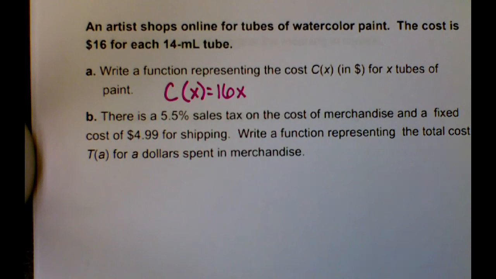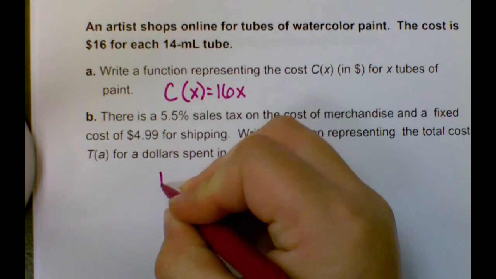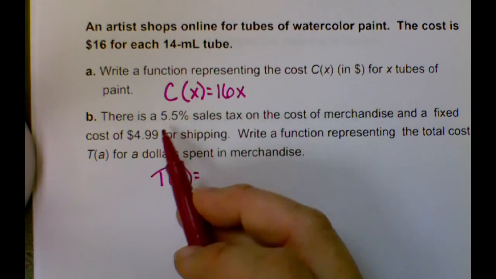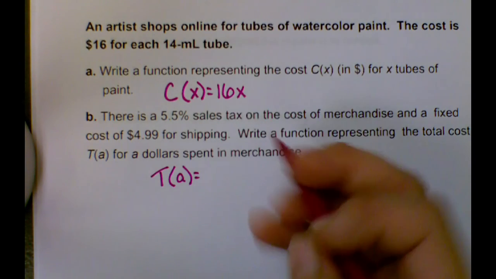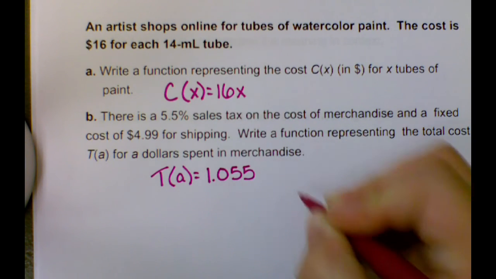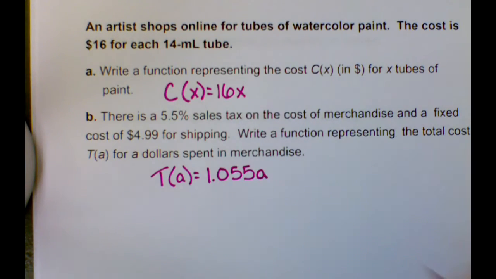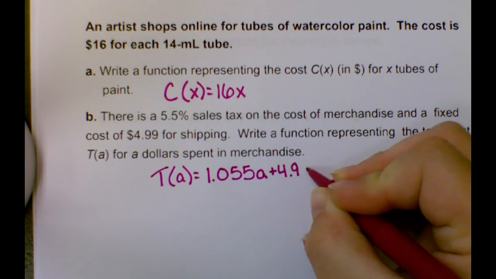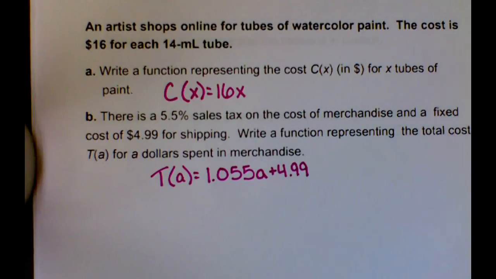There's a 5.5% sales tax on the cost of merchandise and a fixed cost of $4.99 for shipping. We're going to make a different function representing the total cost for A dollars spent in merchandise. So T of A, well, if I have to pay a 5.5% sales tax, that means I need to multiply my total by 1.055 times my total, which is A, plus that $4.99 I'm getting charged shipping. There's my function for T of A.